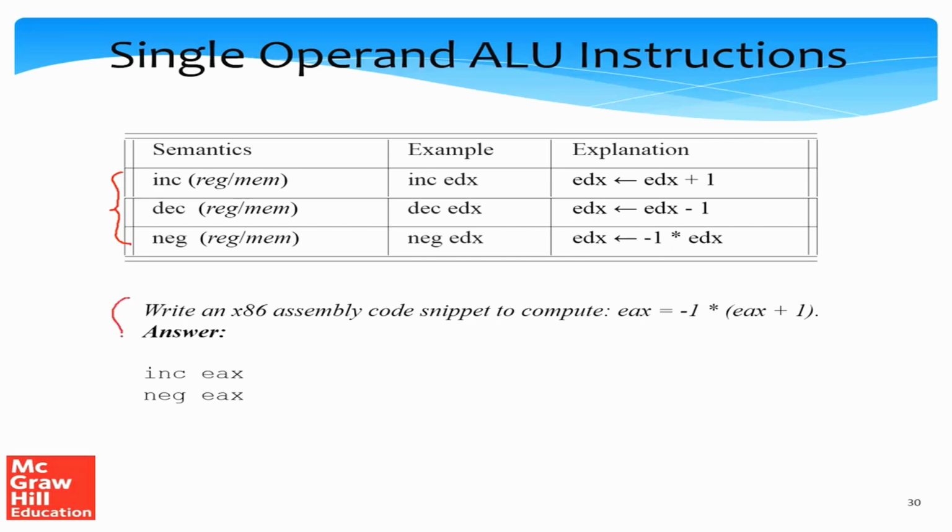So let's consider an example. Nothing is complete without it. Let's write an x86 assembly code snippet to compute EAX is equal to -1 times EAX plus 1. So in this case, since the value of EAX is changing, what we do is that we first increment EAX, which means setting EAX to EAX plus 1, and then we call neg EAX, which means multiply EAX plus 1 with -1.